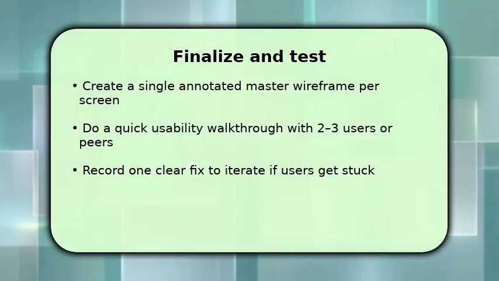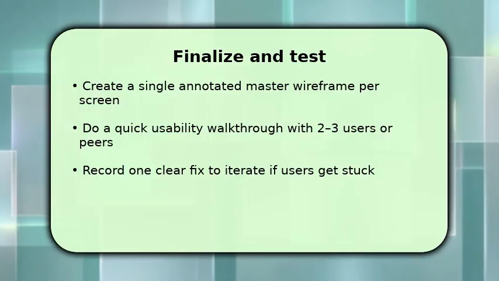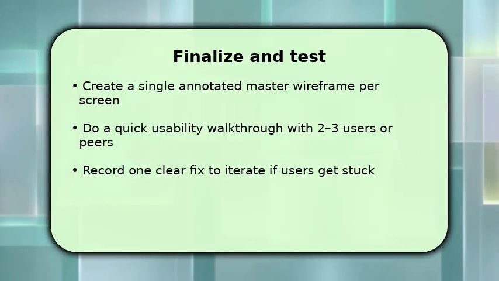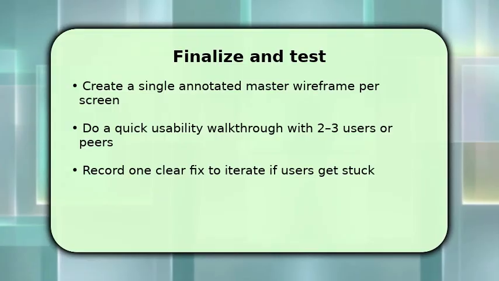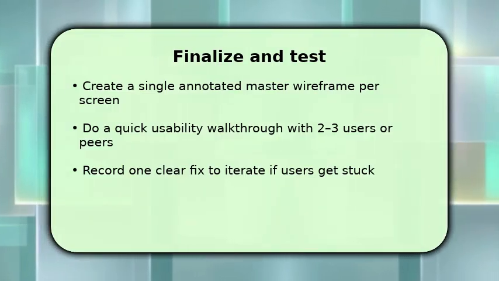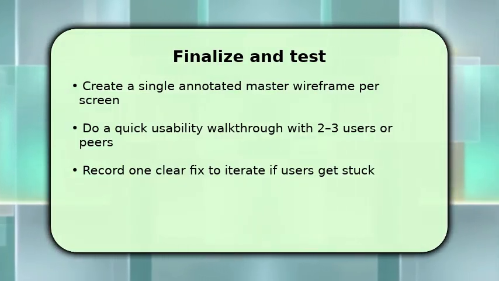Once done, prioritize a single fix to iterate on and retest. Troubleshooting tip: if users repeatedly stall, simplify choices and highlight the primary action to reduce cognitive load.